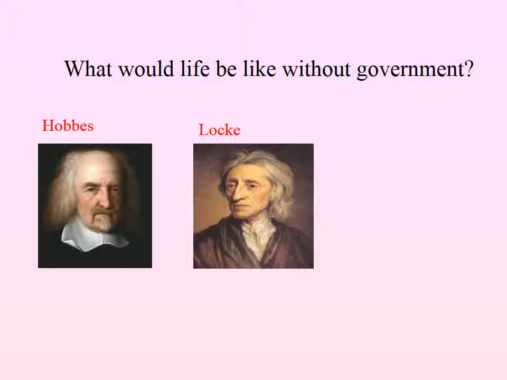Another perspective is represented by John Locke, another English theorist. In contrast to Hobbes, who was writing at the time of the English Civil War, and that obviously coloured his view of what government should be like and what government should do and why we need it, what we need it for, Locke had a somewhat more optimistic and sanguine view of life without government.